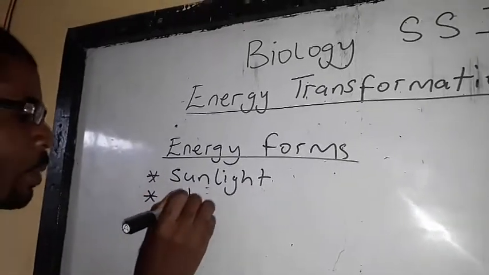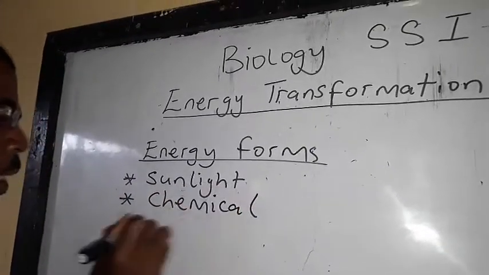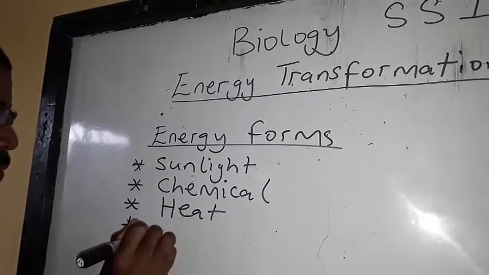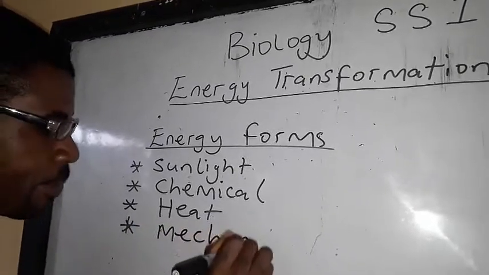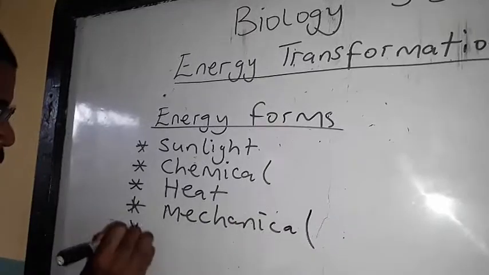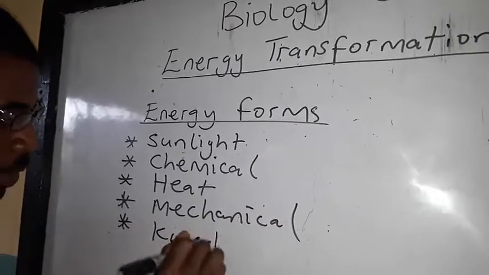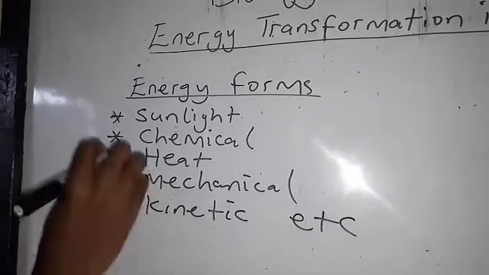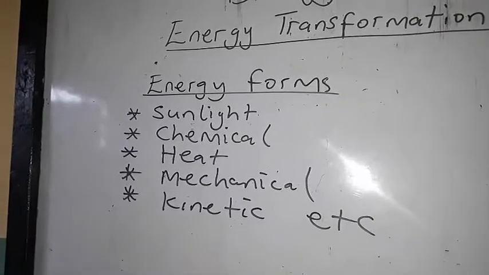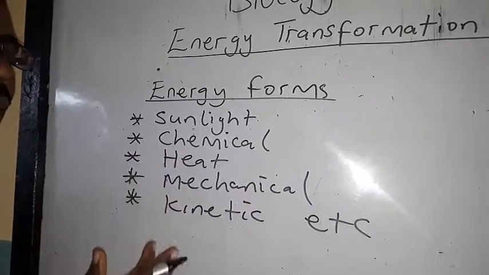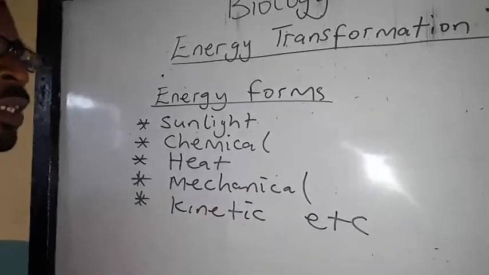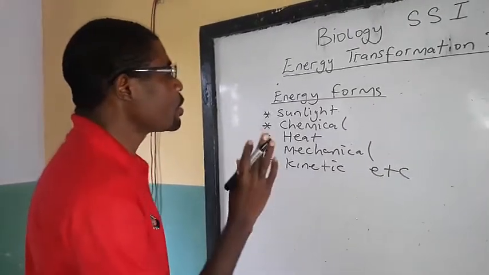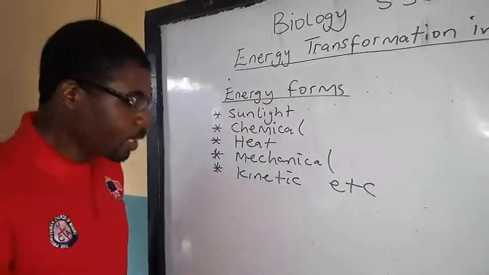Energy can come in a chemical form. It can come as heat. It can come in form of mechanical, in form of kinetics, and so on and so forth. But in the case of these studies, since we are looking at ecological nature, we are looking at plants and animals and other non-living components that dwell in the ecosystem. So our restriction will be based on plants and animals.